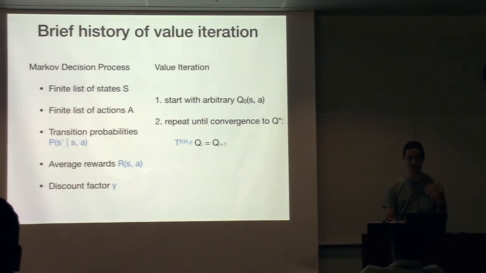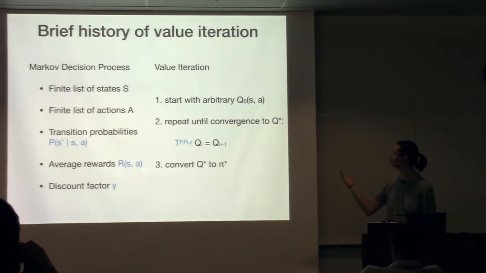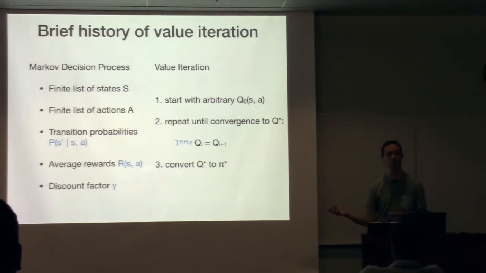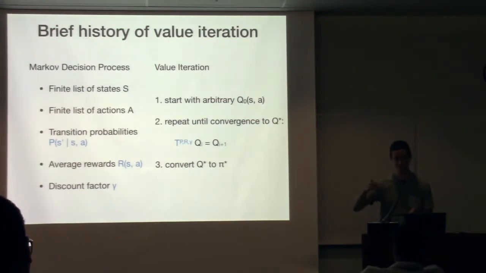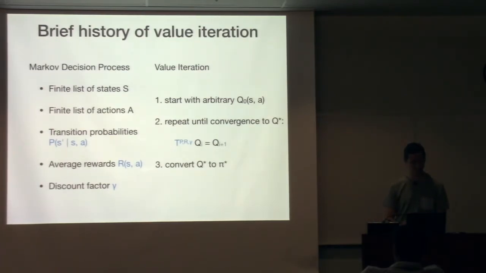Now you can use this optimal value function to find an optimal policy. This is the thing that we wanted to find in the beginning, so that we can execute some agent in this MDP and acquire the maximum amount of reward.